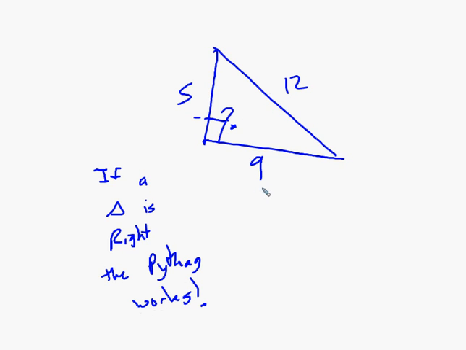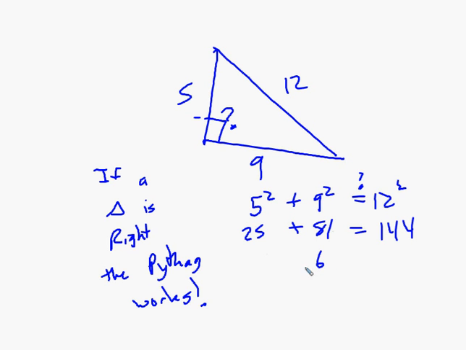So I pretend it is a right triangle, and I say 5 squared plus 9 squared. I ask a question, does that equal 12 squared? Well, 12 squared is 144, and that's 25, and this is 81, and when I add those, I see nope. So no, this is not a right triangle. If it works, then it is a right triangle.